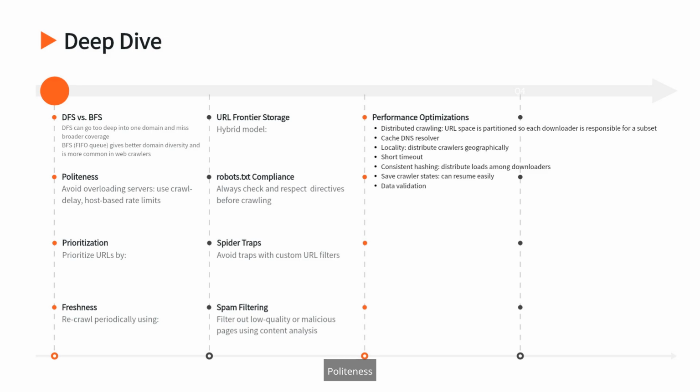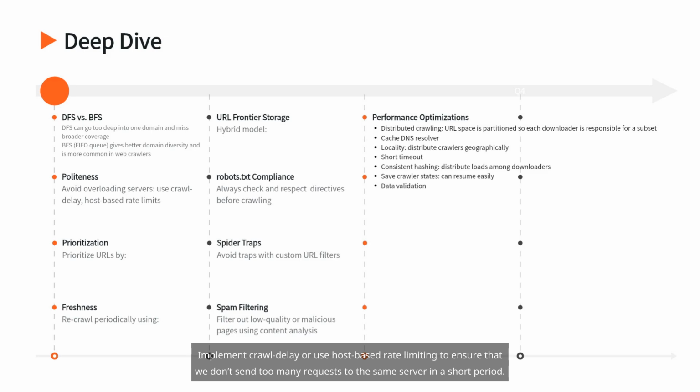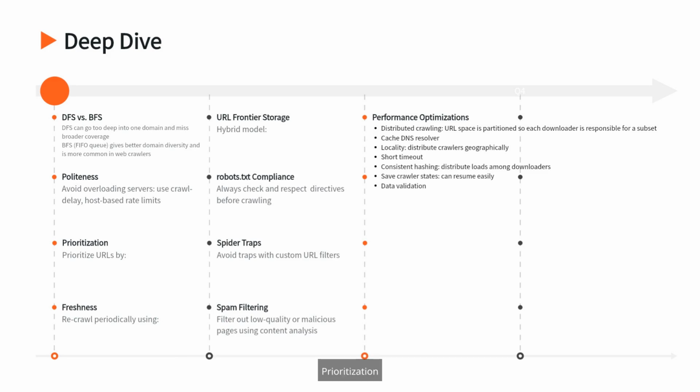2. Politeness. We must avoid overwhelming any single server. Implement crawl delay or use host-based rate limiting to ensure that we don't send too many requests to the same server in a short period. 3. Prioritization. URLs in the frontier can be prioritized by factors like page rank, traffic estimates, update frequency. This ensures important or frequently updated content is crawled sooner.